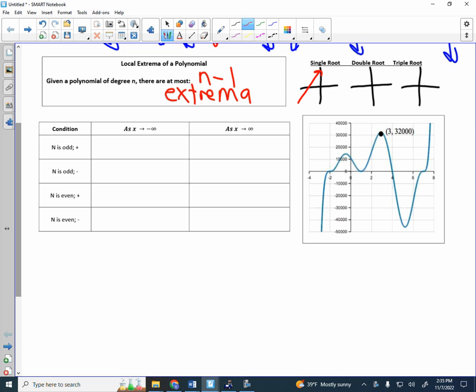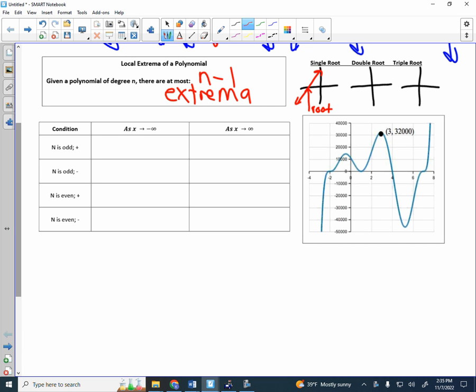A root is where it crosses the x-axis. We call it a root. It's also called a zero. It's also called a solution. Zeros, roots, and solutions are synonymous when we're talking about algebra and graphs. Okay? So that's a root. That's a single root, meaning it passes through, no problems asked.